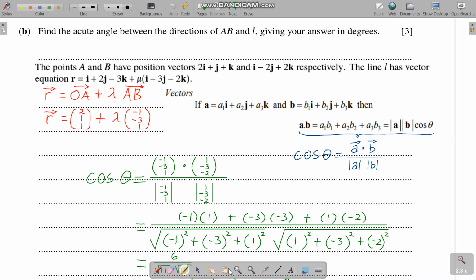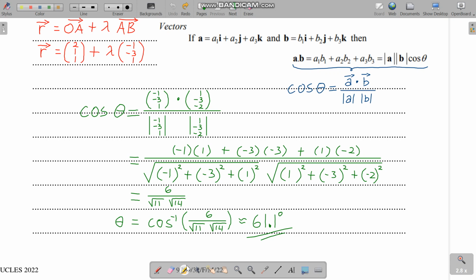Okay, so for the dot product, if you just follow this formula, we multiply the corresponding components, the x component and so on. So minus 1 times 1, and minus 3 times minus 3, and 1 times minus 2. That's how we do the dot product. And for the magnitude, it's not in MF19. You can memorize the formula: square root of minus 1 squared, minus 3 squared, 1 squared, add everything, and we do the same thing for the other vector.